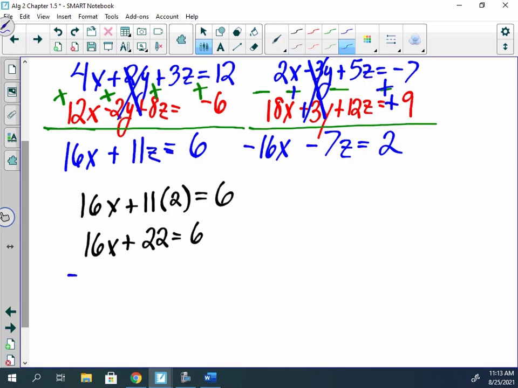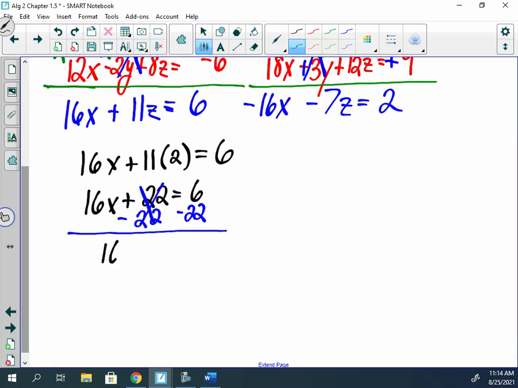What do we do next? We'll subtract 22 from both sides because we're trying to get the value of x by itself. 22 minus 22 is 0, which tells us 16x is equal to negative 16. 6 minus 22 would be negative 16. And if you have to type that in a calculator, do that. And last but not least, we would divide by 16, which tells us x is equal to negative 1.